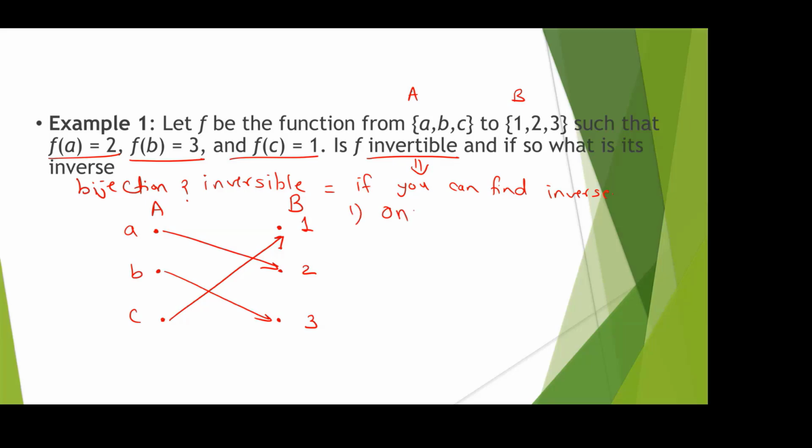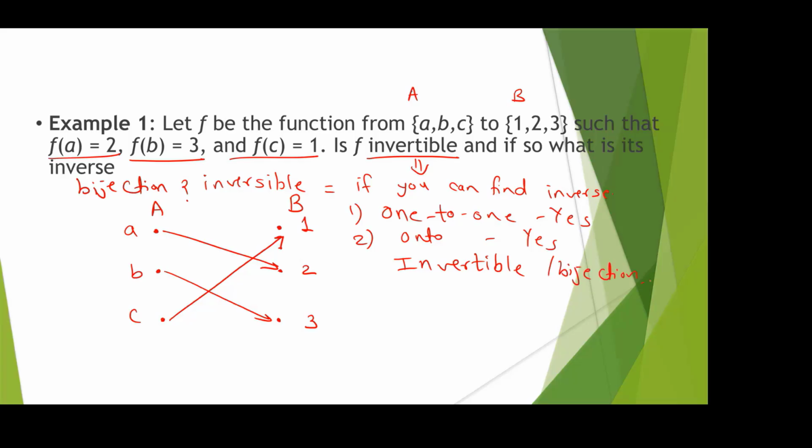So we have to check two things. Is it one-to-one? Yes, because all elements have unique output. Is it onto? Yes. My codomain is the same as my range. So it is a bijection. So in other words, this is invertible.